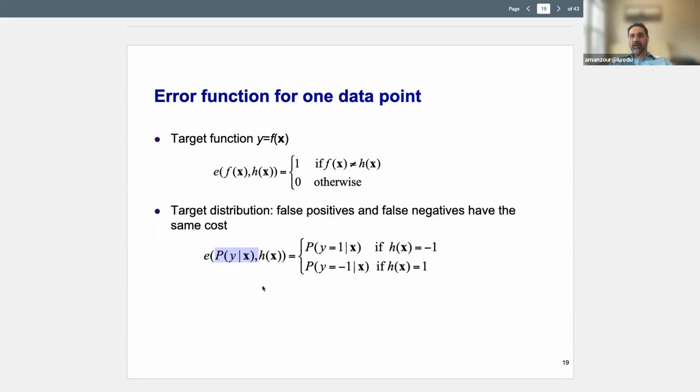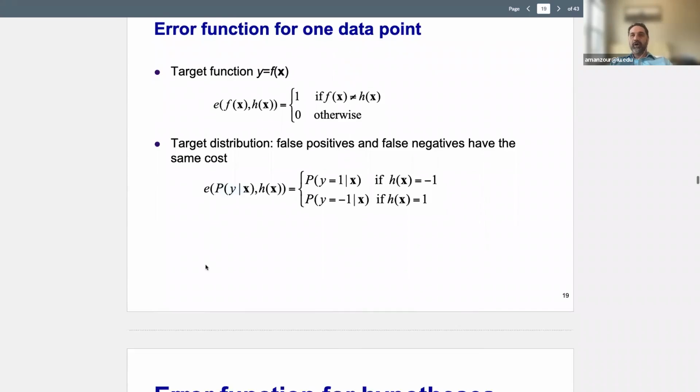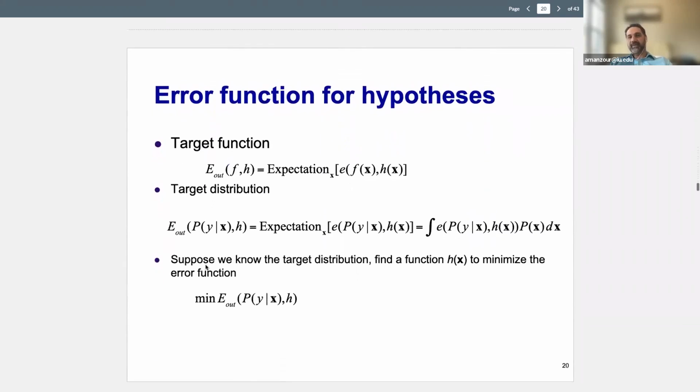I'm not telling you yet how to get this. We'll get to this point. But for the sake of this part, if you do have P of y given x, and you do have h of x, you can come up with a representation of the error. What I'm more interested in is not the representation of error only for a particular value of x, but over all possibilities of x, of course.